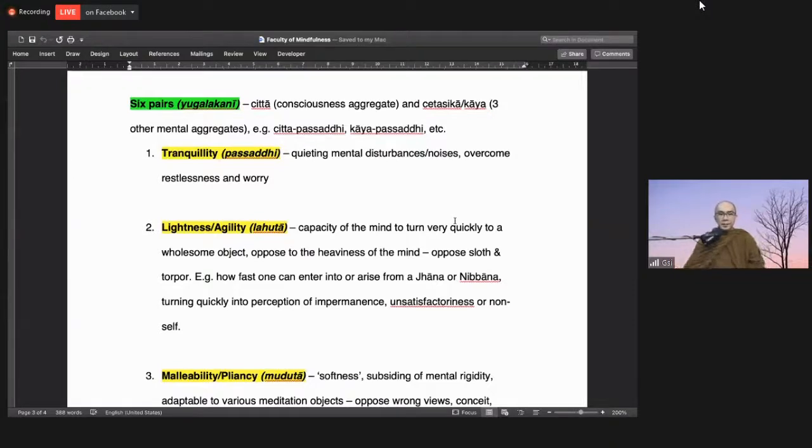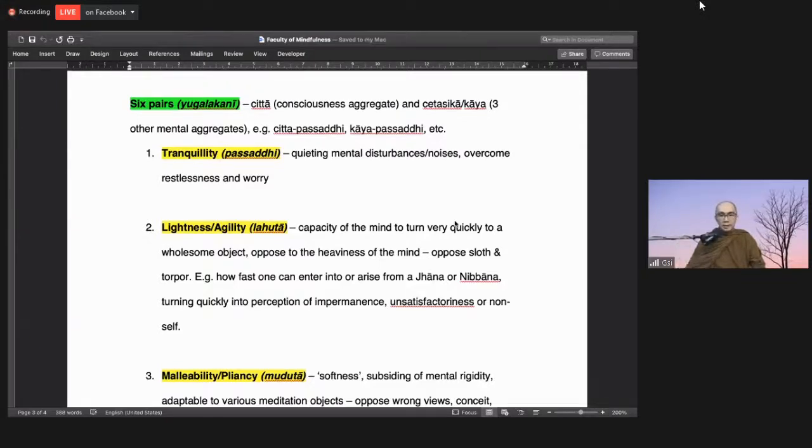All right, the six paths here. As I said, when it comes with mindfulness, once the mindfulness goes into a very continuous state, then the nature of tranquility also comes in sometimes, and it clears away all the mental disturbances, mental noises, or it cools off the agitation, the restlessness, and regret or worry. The lightness also comes together with it, because here you are able to turn the mind to a different object easily.